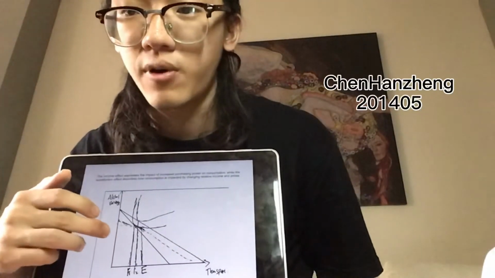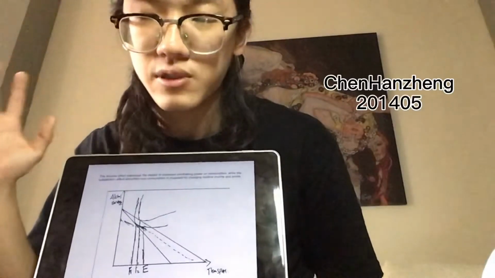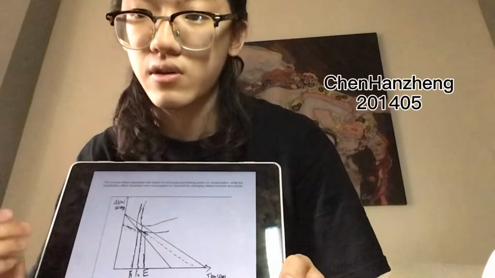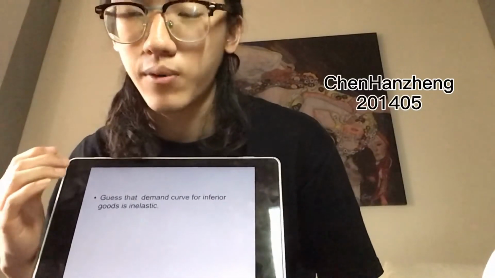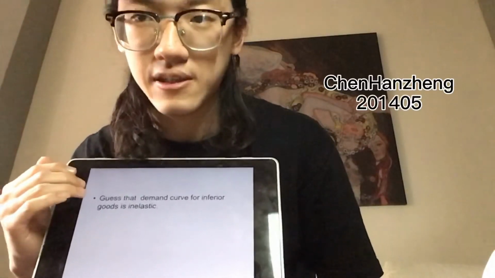So we can see that in this special period, transport has become an inferior good. So let's get back to the demand curve that we derived on the last page. So we can make a guess that maybe the demand curve of an inferior good is inelastic.